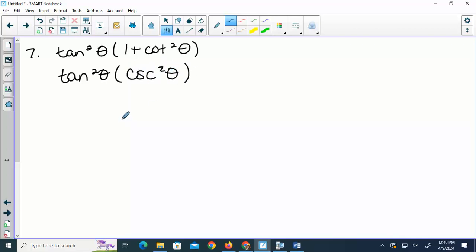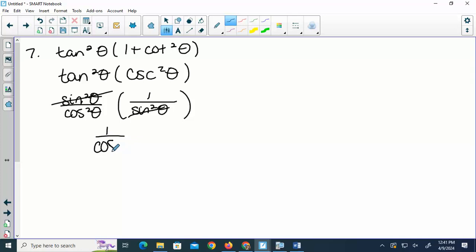And then if you don't know what to do, what should we always turn into sine and cosine? So tangent is sine squared theta over cosine squared theta. Cosecant is 1 over sine squared theta. When you're multiplying, if you have the same thing on top and bottom, they cancel. So we get 1 over cosine squared.